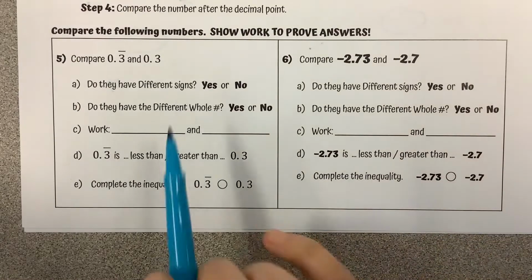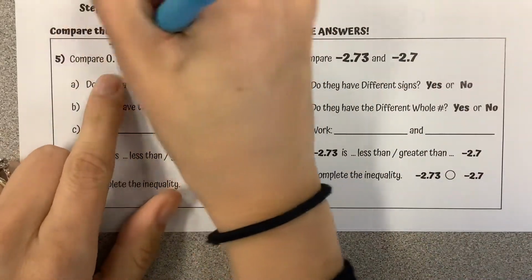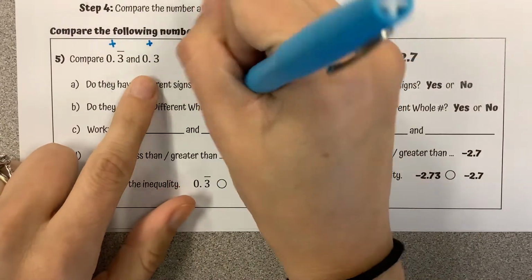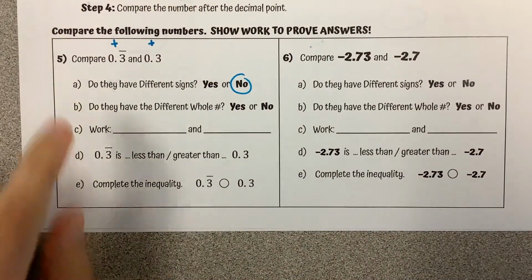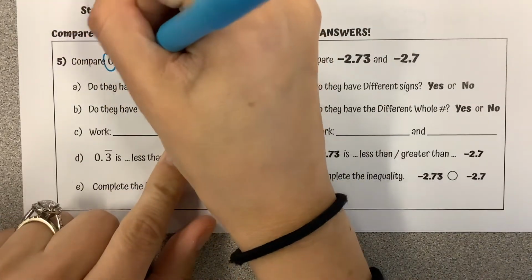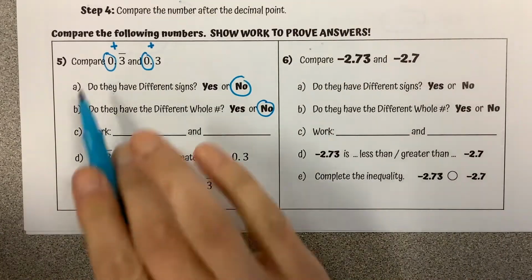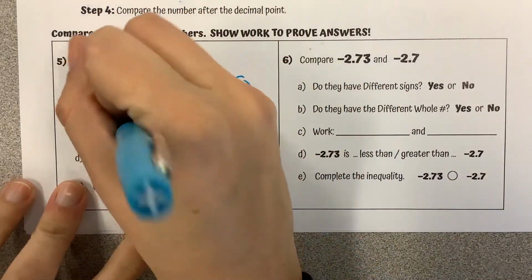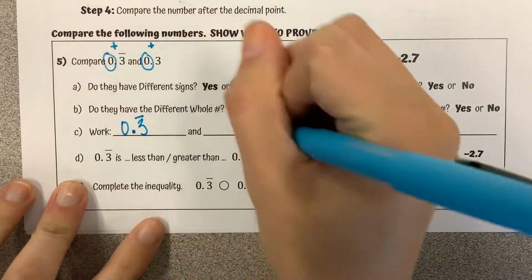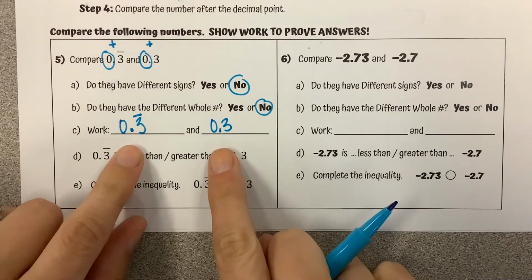So, first question we're asking is, do they have different signs? This one's positive, this one's positive, so no, they don't have different signs. Second question, do they have different whole numbers? The whole number here is 0, the whole number here is 0. So no, they don't have different whole numbers. That means we have to actually compare the decimals. So I'm gonna rewrite them as is. Right now, these look like they are identical.